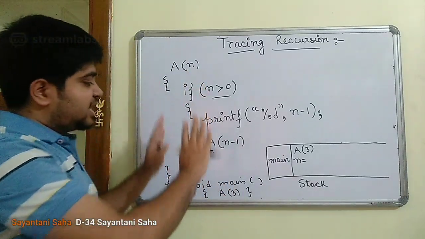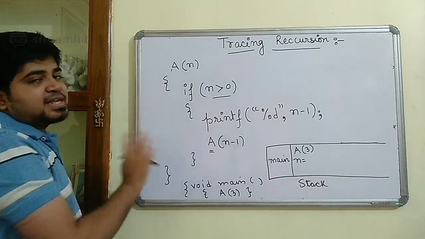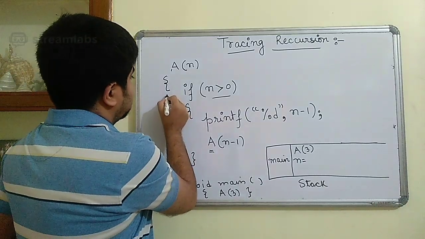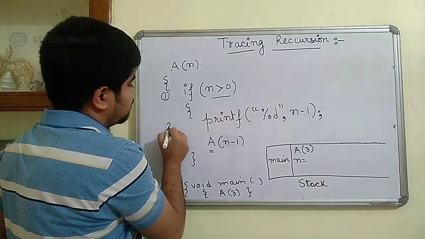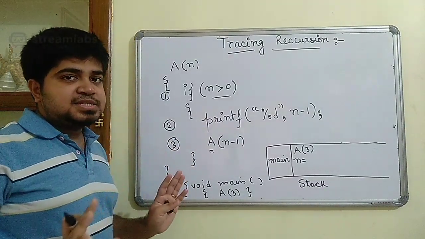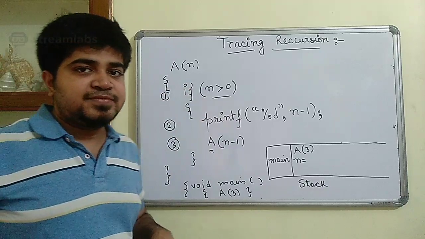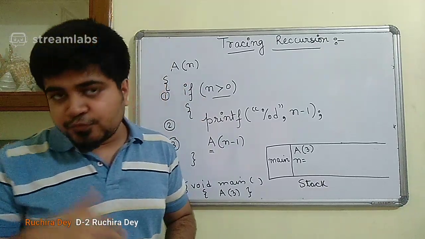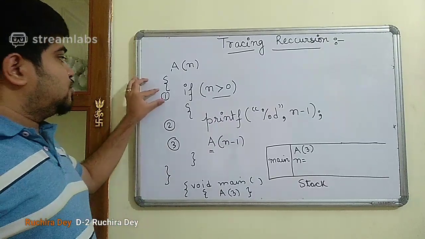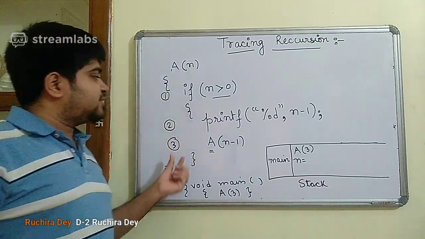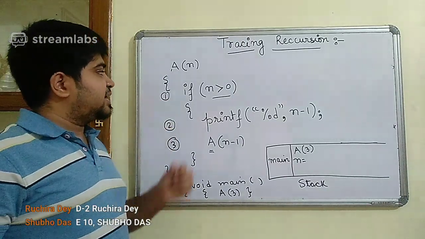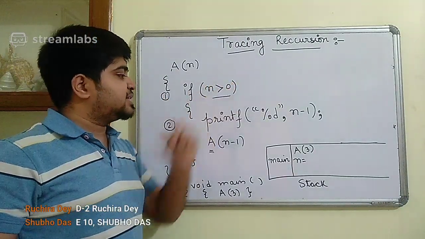Now just think about it, how many lines are there in this function? There are 1, 2, 3. There are 3 lines in this function. Hopefully my voice is audible, right? Let's check. Yes. So 1, 2, 3. We have these 3 lines which are to be executed. The first line is if n greater than 0.